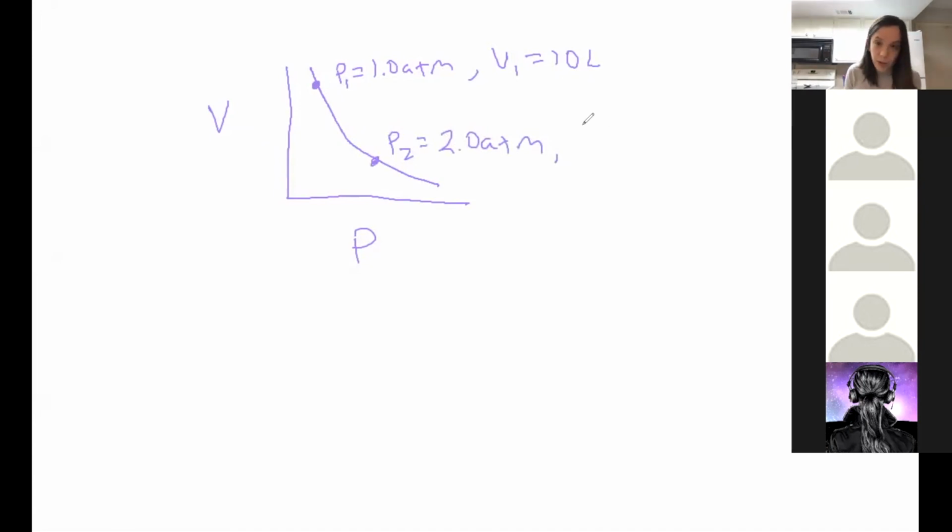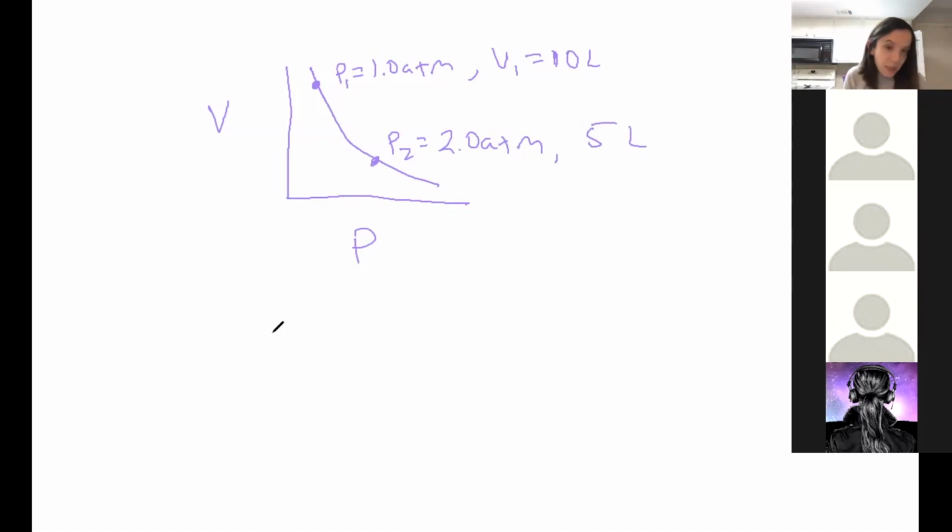And he found that the volume changed from 10 liters to 5 liters. So what he realized is that when he doubled the pressure, he halved the volume. And that's what he meant by inverse relationship: whatever you do to one, in this case he doubles the pressure, you do the opposite to the other one. So if you double one, you divide the other one by 2.